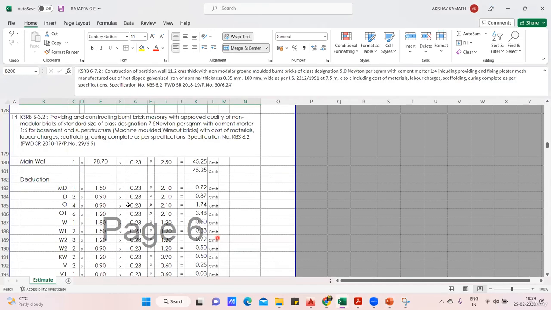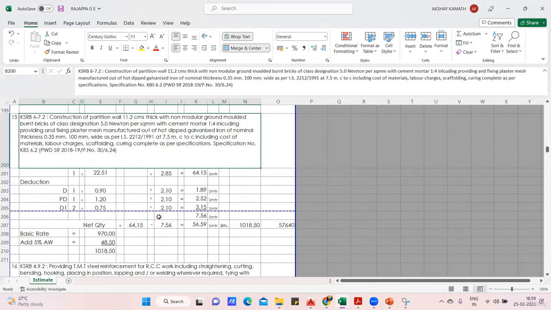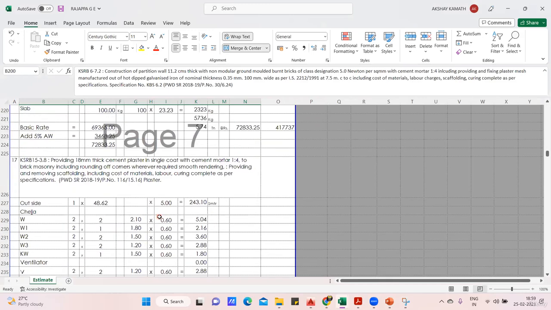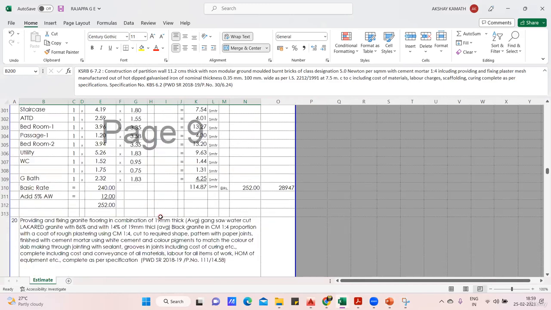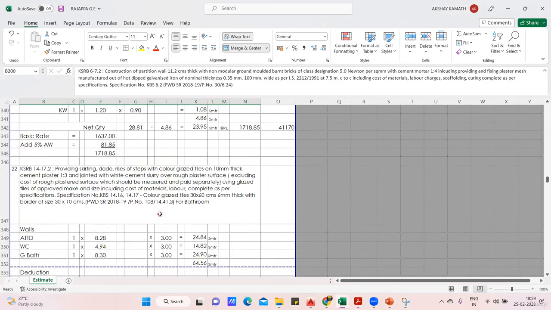And one last one I have. This also I'll show you, so that we get an idea how much the difference is from contractor to contractor. Okay, so this is one more.